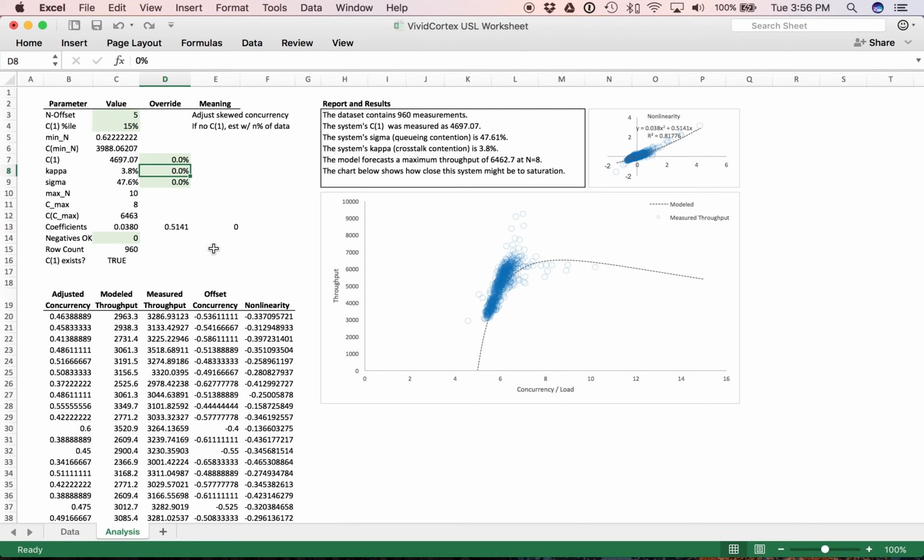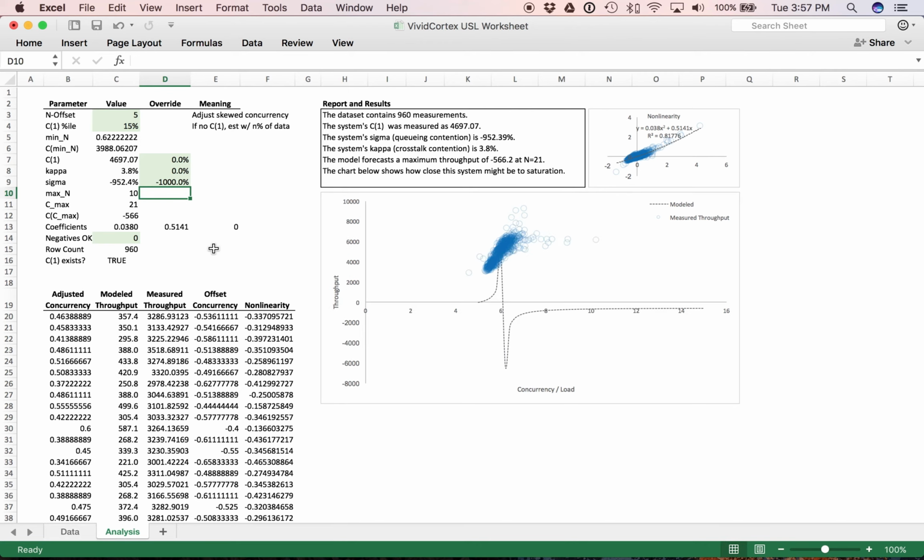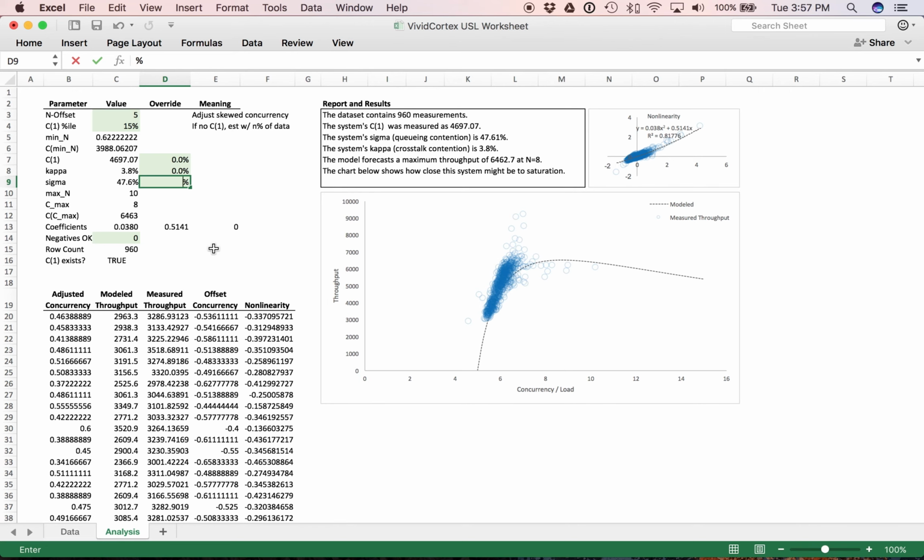But let's say that we thought that 47% of coherency of a queuing delay was a little much, which I think it is a little much. This is a very badly scaling system. We could subtract, for example, 10% from that. And whoops, I subtracted far more than 10% from that. Negative 10%. And you can see how the model adapts to that.